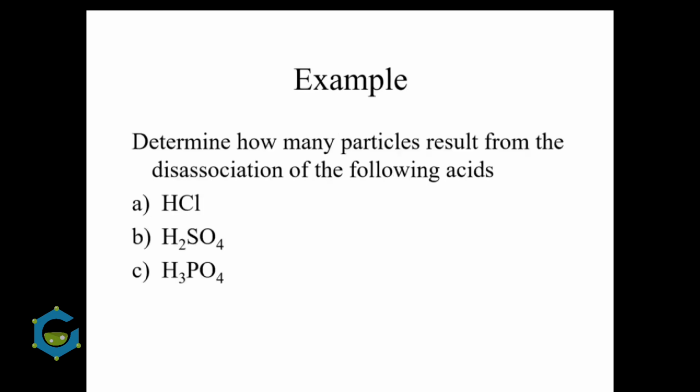So let's do an example. How many particles would result from the dissociation of these acids? A, hydrochloric acid, that will dissociate into 2 particles. B, because we have 2 hydrogens and 1 sulfate polyatomic ion, that one is going to dissociate into 3 particles. And here, in our last one, our phosphoric acid, we have 3 hydrogens and 1 phosphate ion, and that is going to dissociate into 4 particles.